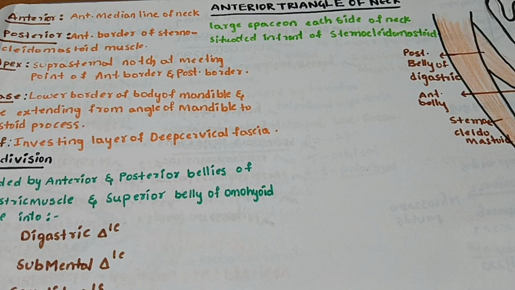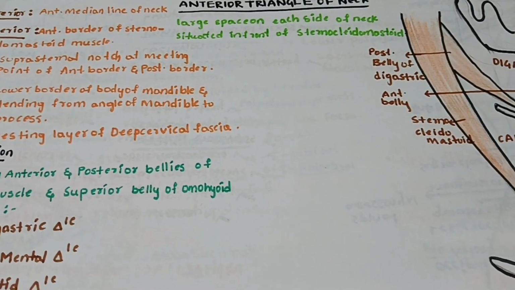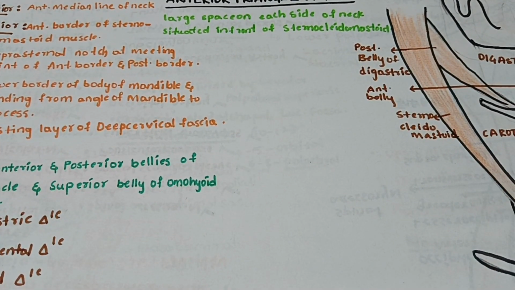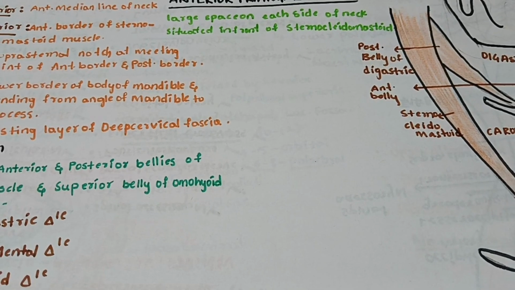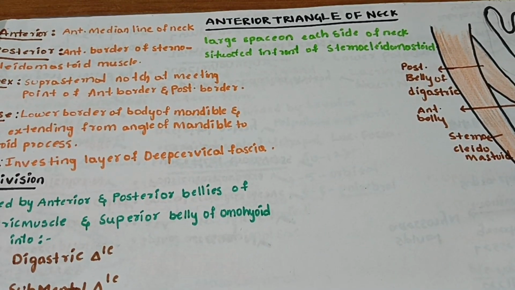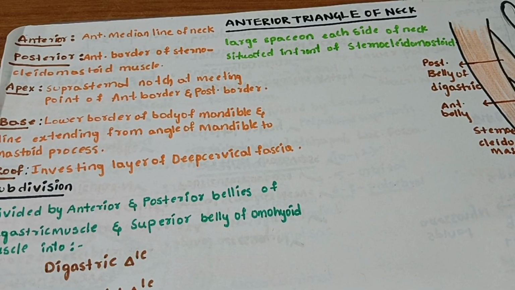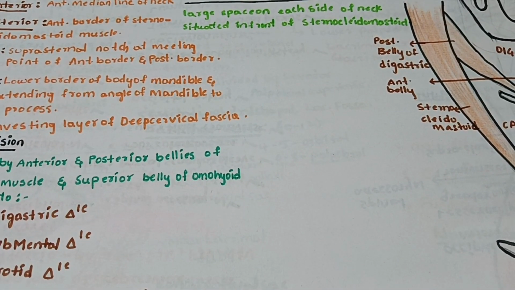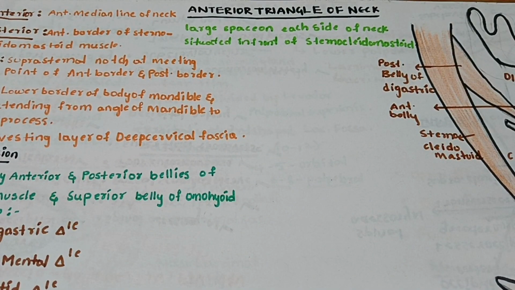What is the sternocleidomastoid muscle again? The muscle extending from the clavicle and sternum and inserting at the mastoid process of the temporal bone. So today we are going to complete the anterior triangle of the neck. Why is it anterior? It is a triangle present anterior to the sternocleidomastoid, so it is considered the anterior triangle. So what is our posterior border? The sternocleidomastoid becomes the posterior border.